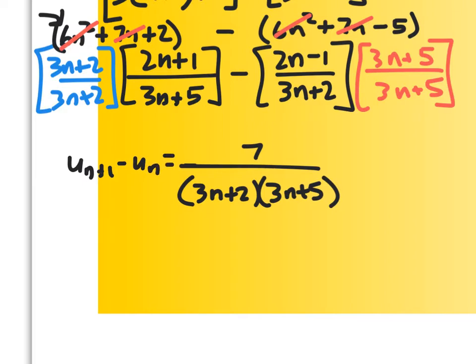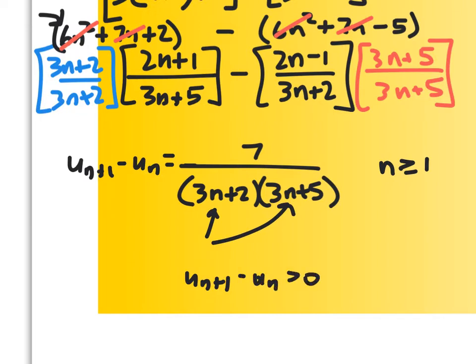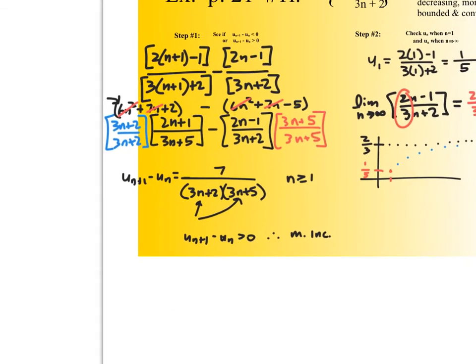Okay, so if n is greater than or equal to 1, will this thing be positive or negative? It looks like it'll be positive. If I plug positive numbers in here and here, I'm just going to get a positive number. So I can say that u sub n plus 1 minus u sub n is greater than 0. Therefore, this would be monotonic increasing. Okay, a whole lot of work.